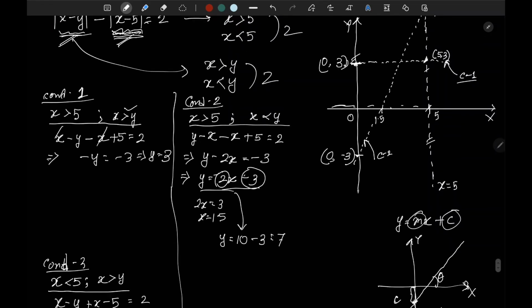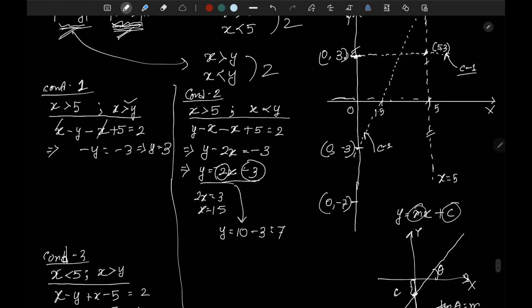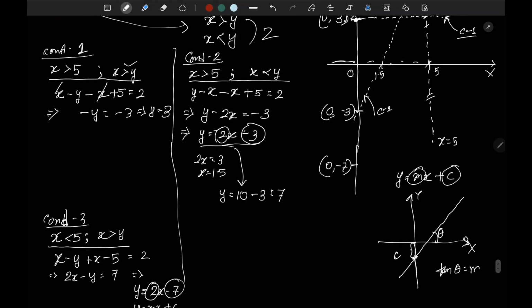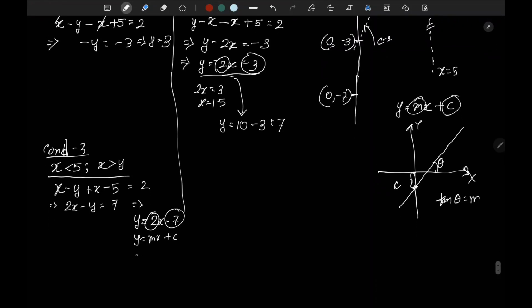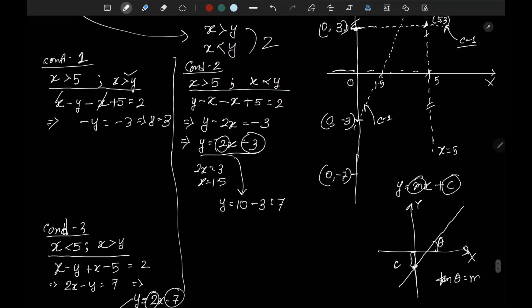So if this is your minus 3, then minus 7 will be somewhere here. This is your 0 comma minus 7. Now let's examine further. If y equal to 0, then x becomes what? 3.5, right? That means you have somewhere here 3.5.